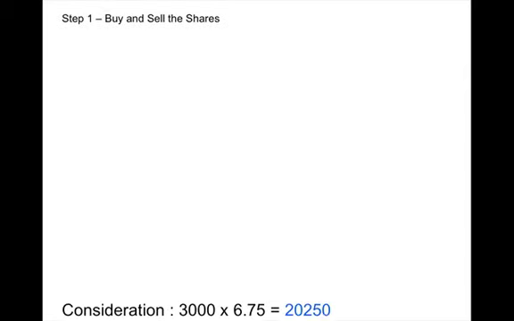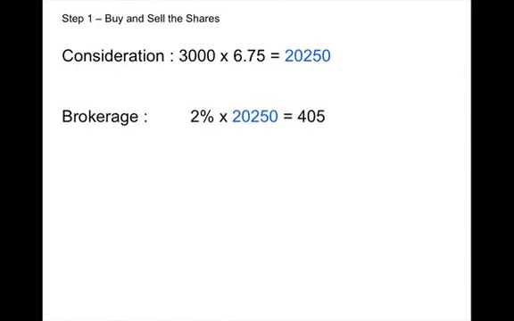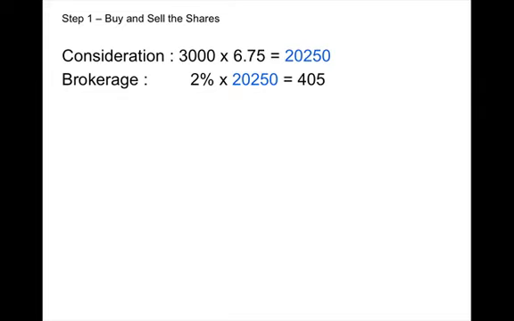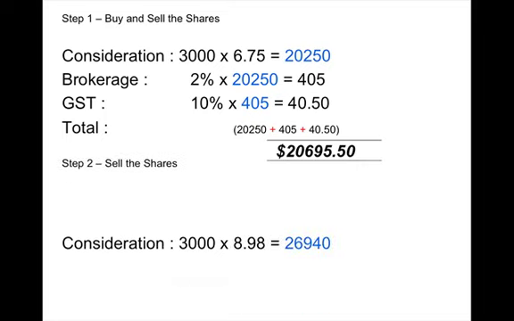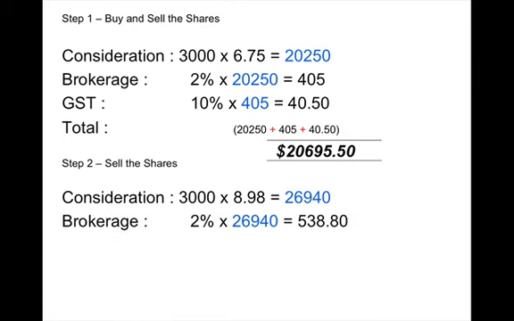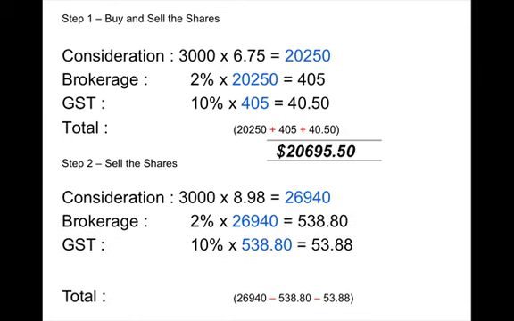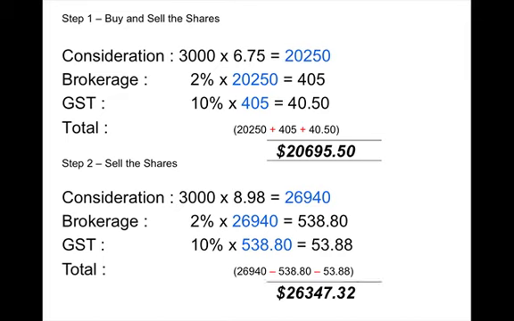So let's have a look. First, we've got to buy the shares. Now, you're pretty good at doing this now, so that's a piece of cake. Consideration is $20,250. Brokerage is $405. GST is $40.50. Add the whole lot together, and you get $20,695.50. Brilliant. Now you've got to sell them. So we sell them. You can see that you're going to make a profit straight away, which is pretty cool. So you've got a profit. You've got $26,347.32 when you sell them.